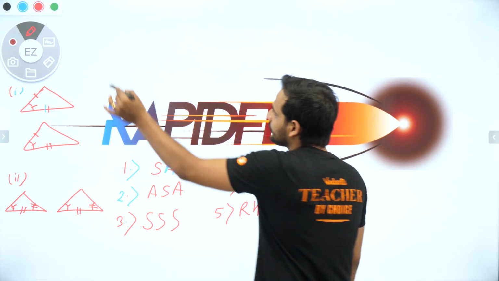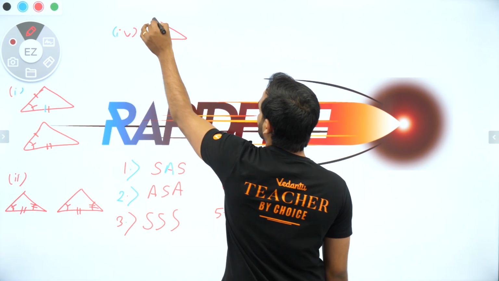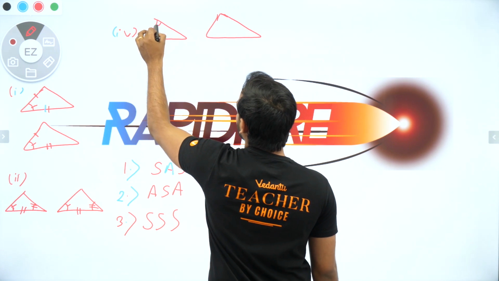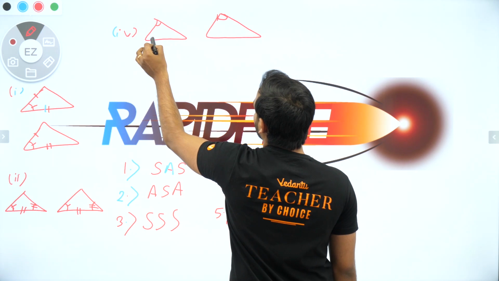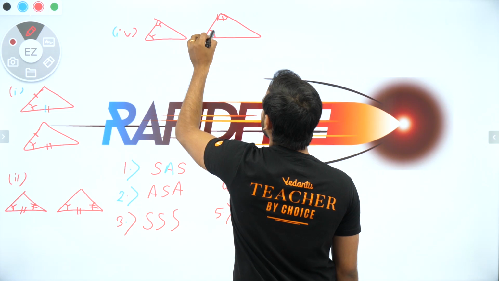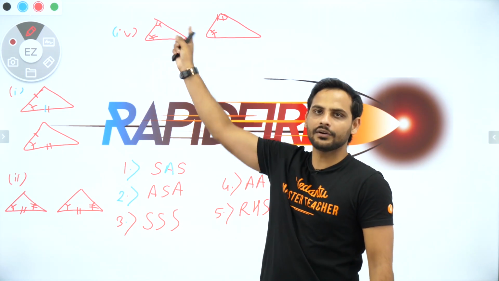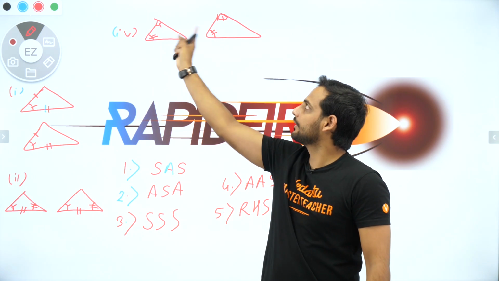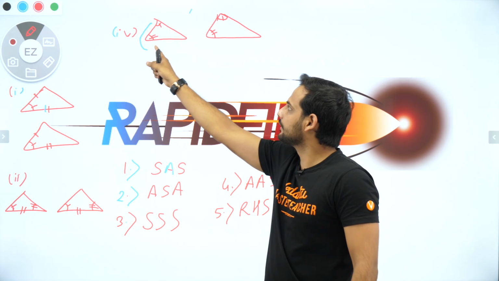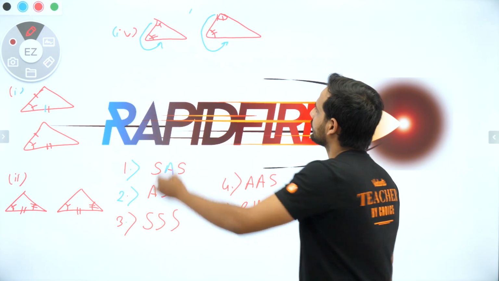AAS, what is AAS? Let us say these are your two triangles. This is my one angle. So two adjacent angles you have taken. What is the next angle? Either this side or this side. I have said let's take this side, so this angle and this angle. Now in the same rotation, the next side will be this, and here also the next side will be this. So this side should be equal.